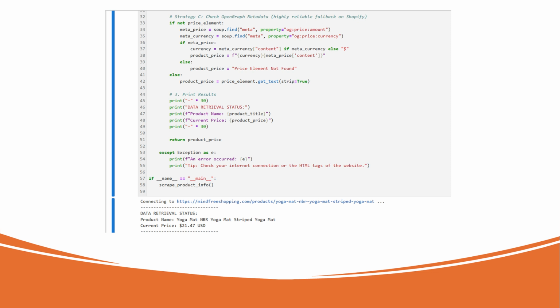In our script, we also notice lines 26 to 35 for data extraction of product title and price. title = soup.find('h1', class_='product-title').text.strip(), and price = soup.find('span', class_='price-tag').text.strip().